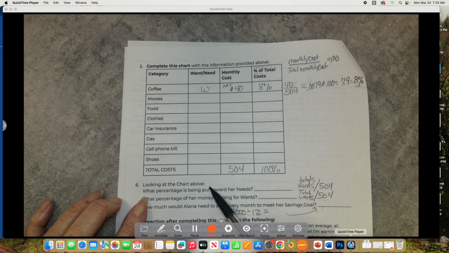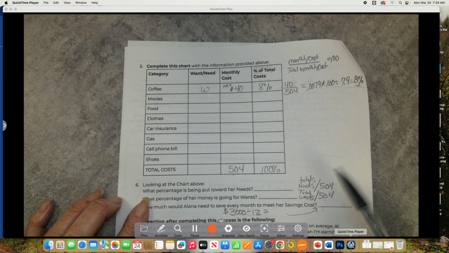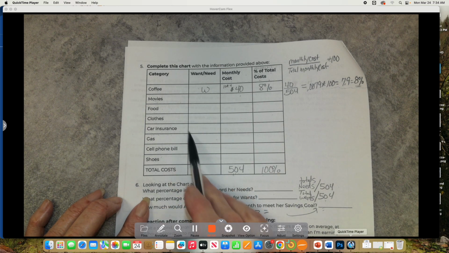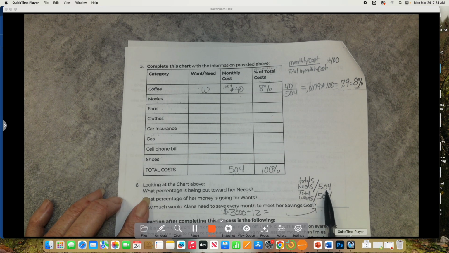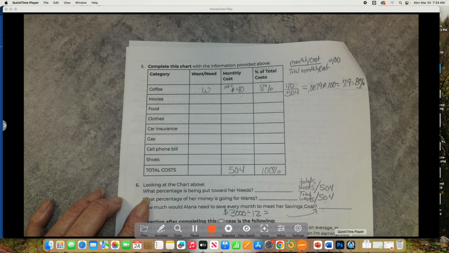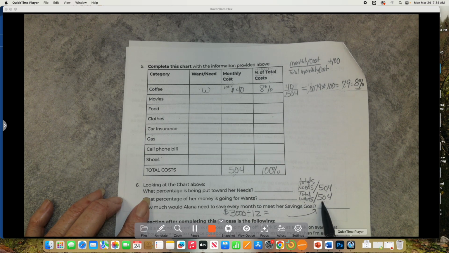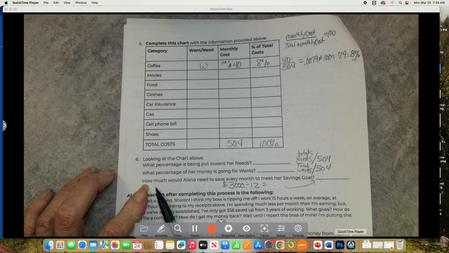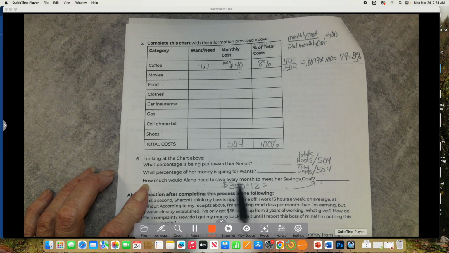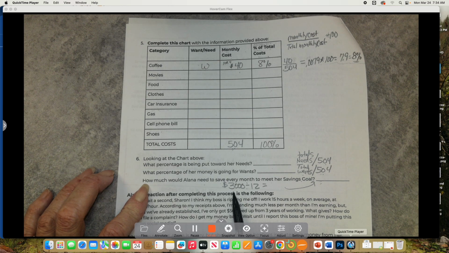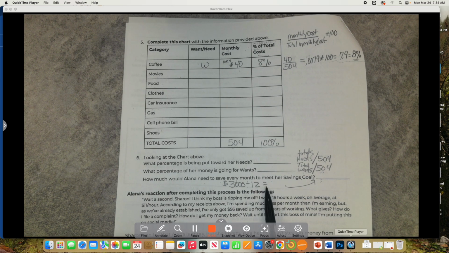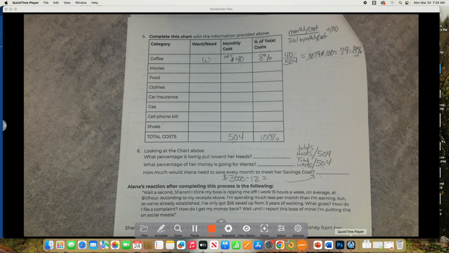Then, looking at the chart above, you're going to figure out what percentage is being put towards her needs. You're going to have to total out her needs. This obviously is a want. And you're going to divide that by 504, which is your total monthly cost. Same thing for your wants. They ask, how much would Alana need to save every month to meet her savings goal? You're going to take $3,000, which is her savings goal, and divide that by 12 because she has 1 year to save this in.